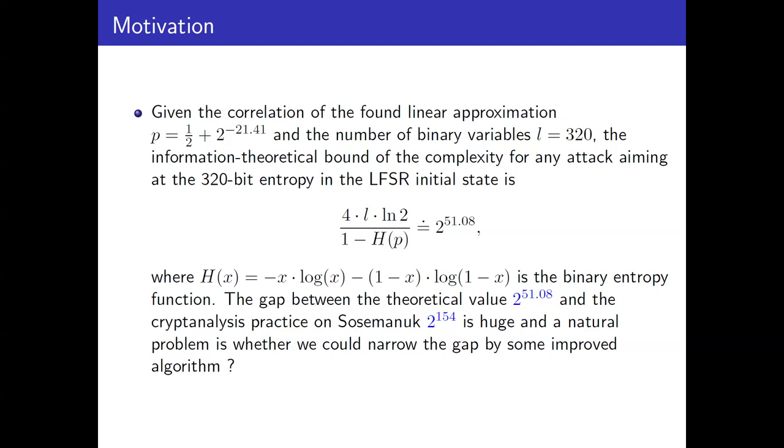So we can see that there is a huge gap between the theoretical value and the cryptanalysis practice on this cipher with 2 to 154. This gap is huge. And a natural question is whether we could narrow this gap by some improved decoding algorithms given the same correlation.